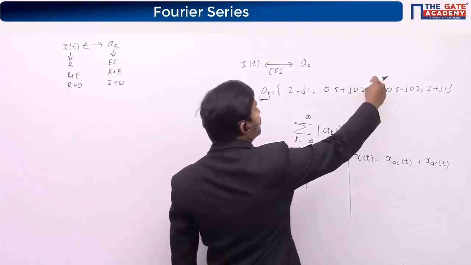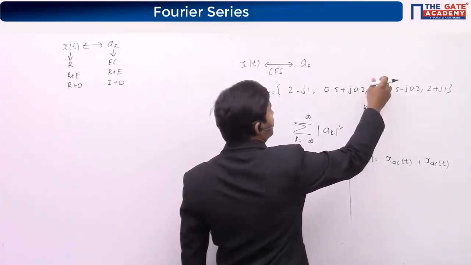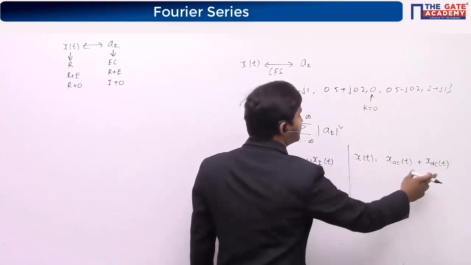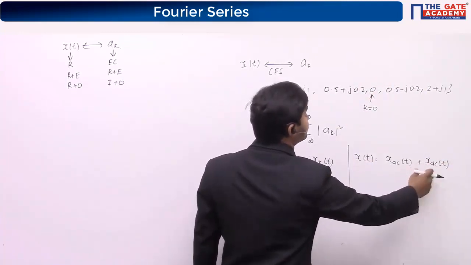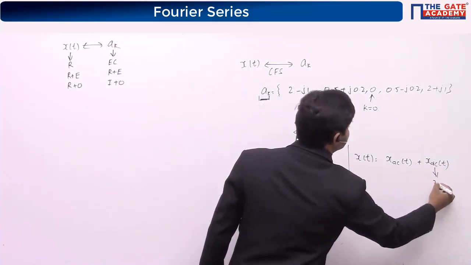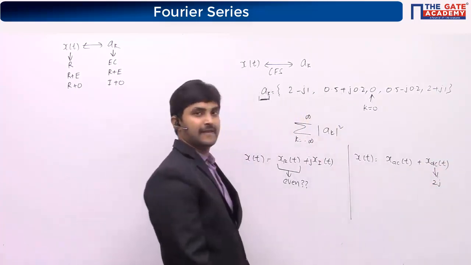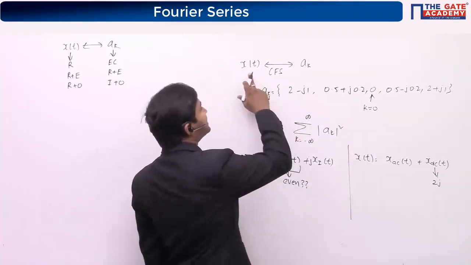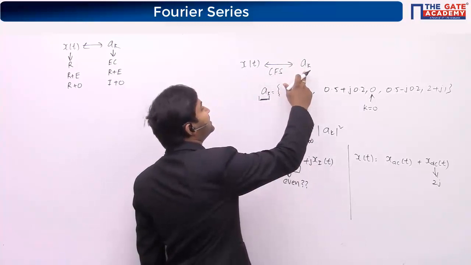is removing the component which is present at k is equal to 0, which is nothing but the DC component, which is now going to be 2j. And the remaining part of x of t, the complex Fourier series coefficient, is ak.